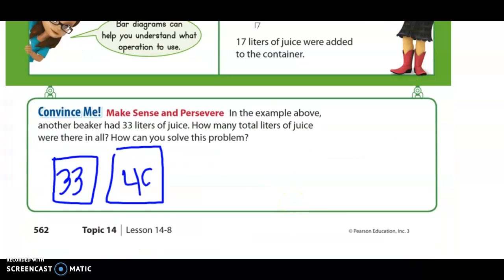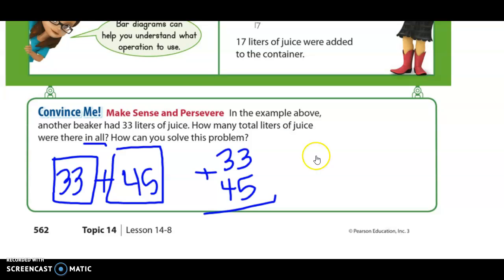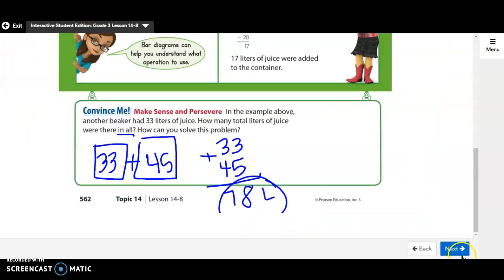So we're really thinking about this problem of, if we had a 33 and a 45, how much do we have in all? When we see "in all," that means it wants a total. And total means we have to add. So really this problem is just 33 plus 45. I bet a lot of you can do this in your head without even lining it up like this, because there is no carrying anything, because 3 and 5 makes 8, 3 and 4 makes 7, and that makes us a pretty number, 78 liters.